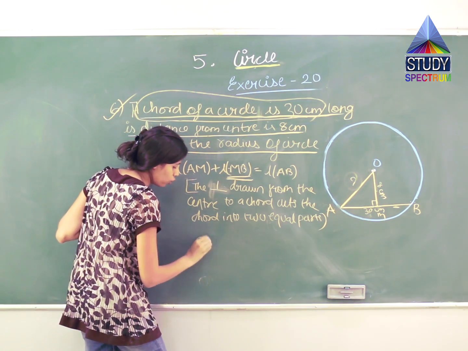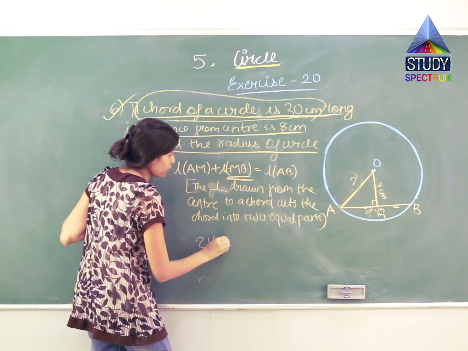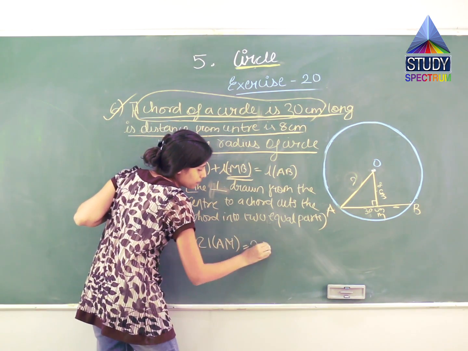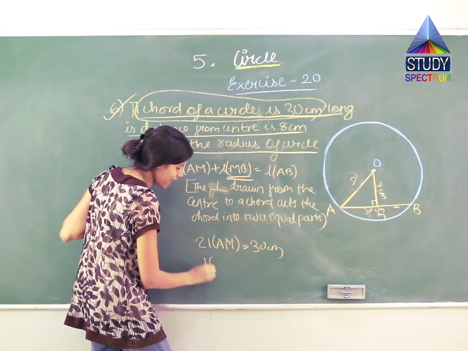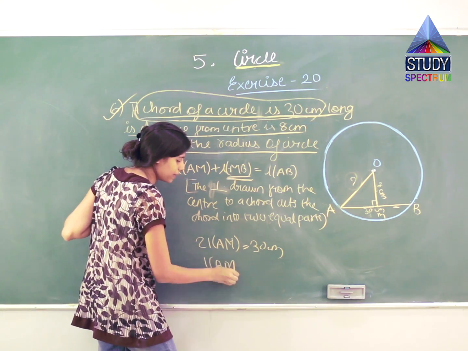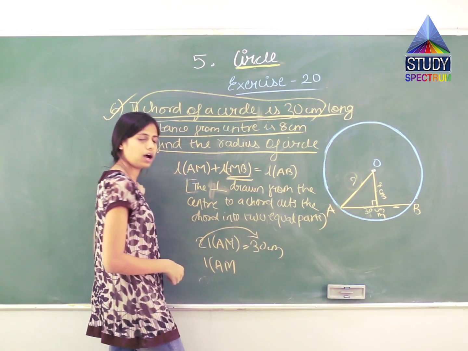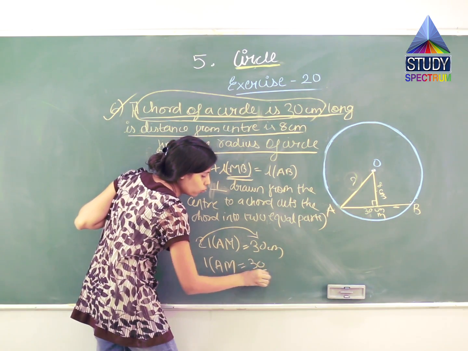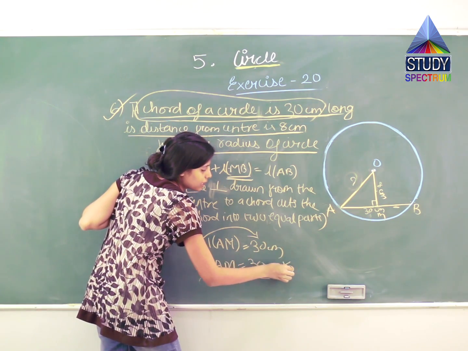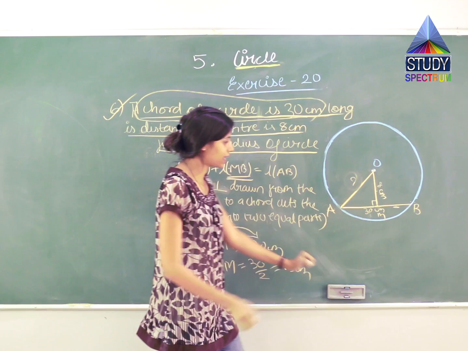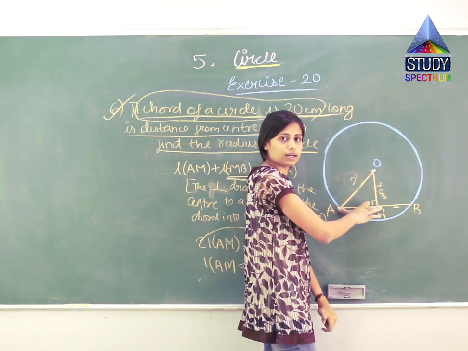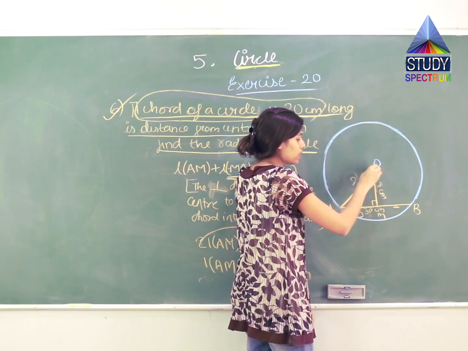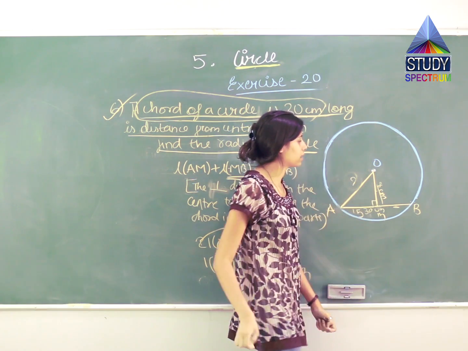So I will write 2 times the length AM is equal to 30 centimeter. So what is the length of one AM? This 2 will be divided, so I will write 30 divided by 2, which comes to 15 centimeter. Now we have got 15 centimeter. AM is 15 centimeter. We know that OM is 8 centimeter.